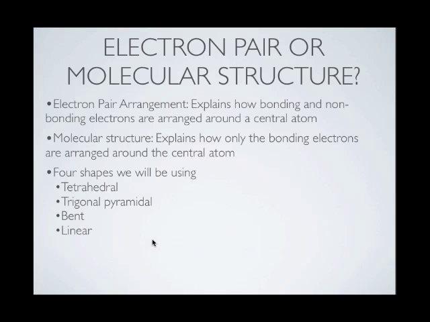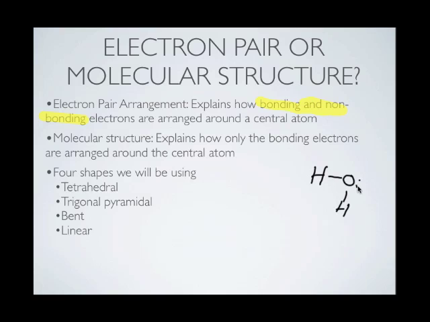All right, electron pair or molecular structures. What are we talking about when we talk about those terms? Here are the definitions. Electron pair arrangement explains how bonding and non-bonding electrons are arranged around a central atom. It's both. So when you drew your Lewis structures and your Lewis dot diagrams for molecules, you were supposed to show bonding and non-bonding electrons.